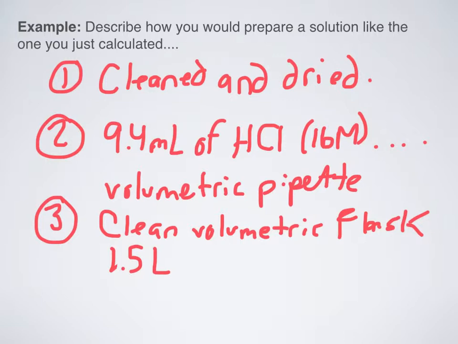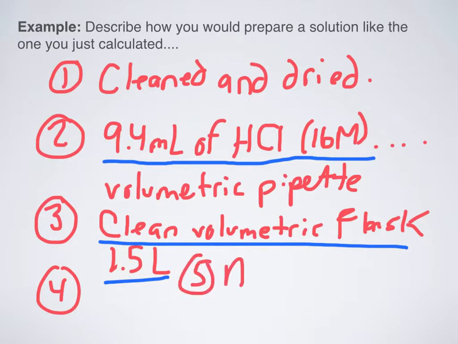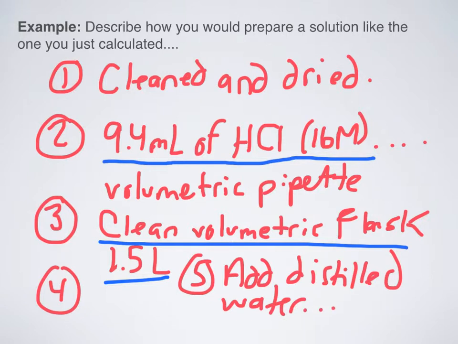For step 4, we're going to take our 9.4 milliliters of HCl, and we're going to put it inside of our cleaned volumetric flask, 1.5 liters, and then for step 5, we add distilled water. Okay, it has to be distilled or deionized. So add distilled water until you get to 1.5 liters. After you've done that, shake it up a little bit and you have your solution prepared. Okay, that's really it.